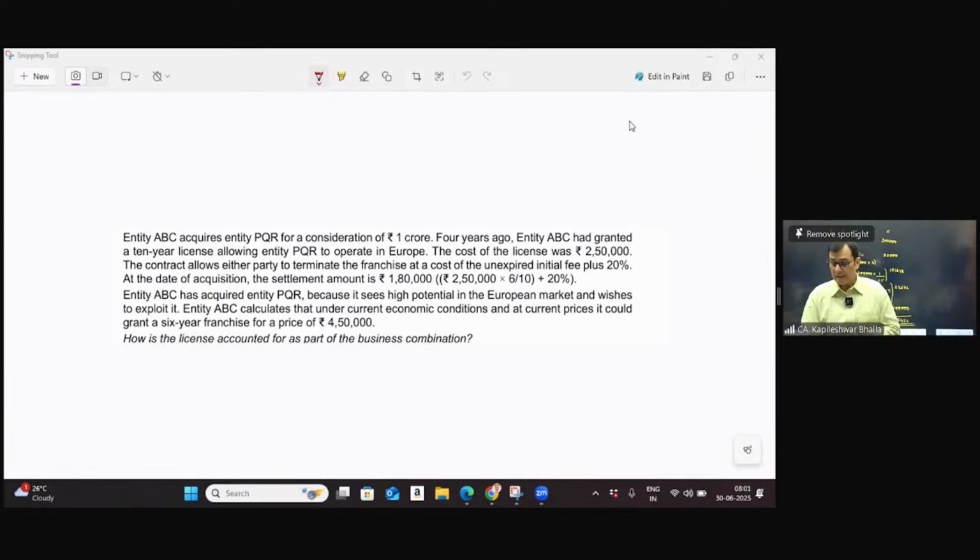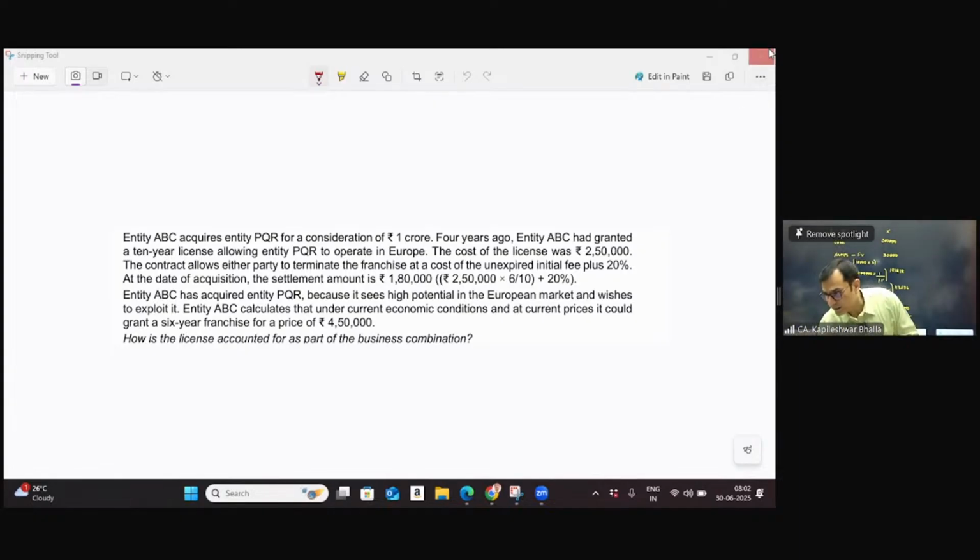Next. I am given further, it says entity ABC acquired entity PQR because it sees high potential in the European market and wishes to exploit it. Entity ABC calculates that under the current economic conditions and at the current prices, it could grant a 6-year franchisee at 4,50,000. Can I say this is the fair value of the reacquired rights? And if this is the fair value of the reacquired rights, as a part of step number 3B in the list of net assets, you're also going to capture that 4,50,000 as well. Then he asks how is the license accounted for as a part of the business combination?